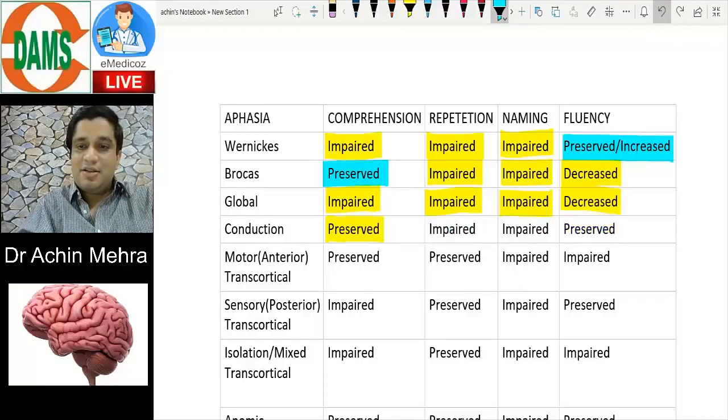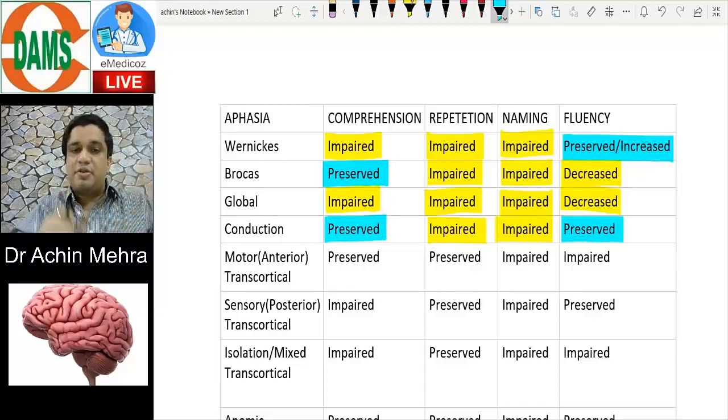So his repetition and naming is totally impaired this time, while his ability to speak and understand is preserved. Okay, because Wernicke's and Broca's are individually normal, but the connection is lost.